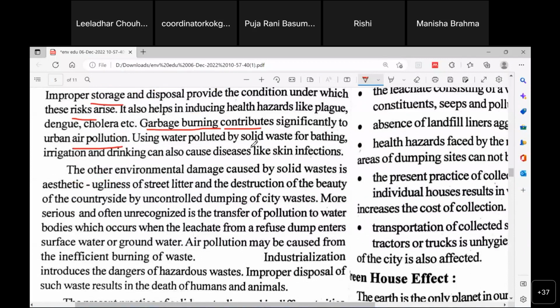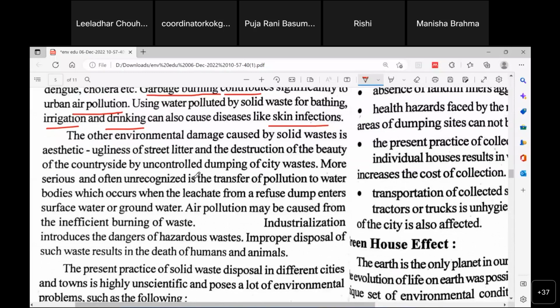Using water polluted by solid waste for bathing, irrigation and drinking can also cause diseases. So if solid wastes are put near water resources, then water used for irrigation or drinking can also cause skin infections and many other diseases.